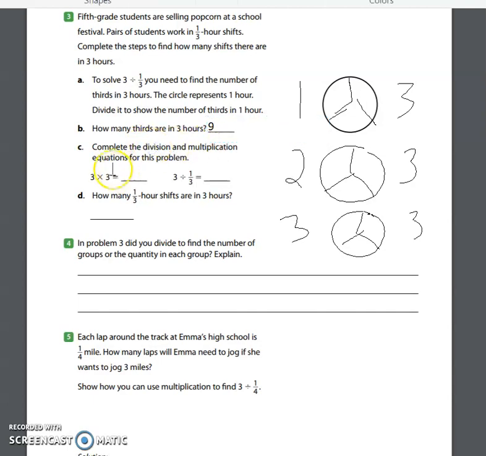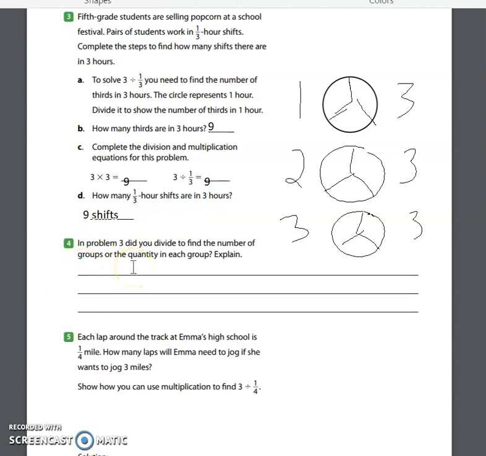thirds. Now it says complete the division and multiplication equation for these problems. So we know 3 times 3 is 9. And we know that 3 divided by 1/3 is 9. So how many 1/3 hour shifts are in 3 hours? We saw that we have 9 shifts.